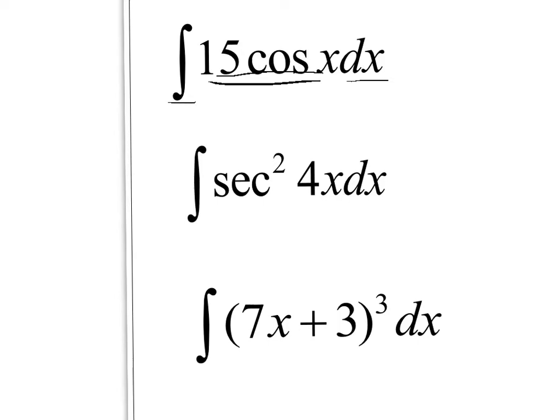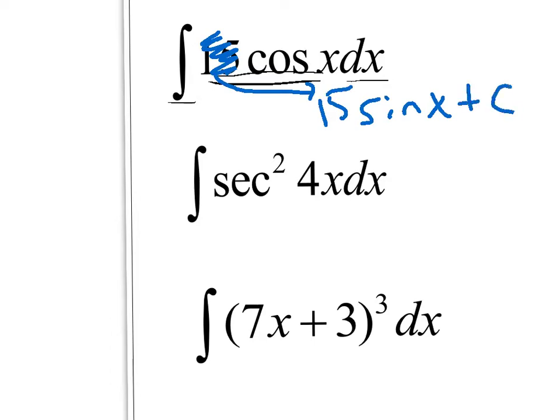And the key here is to actually imagine the 15 is not there for right now, and antiderive cosine and realize, oh, that's sine of x. Then remember that 15 was actually there, and just multiply your answer by 15. And then remember to add the plus c. So 15 sine x plus c. So when there's a number in front, you can kind of ignore it, antiderive the rest, and then just put it in at the end.